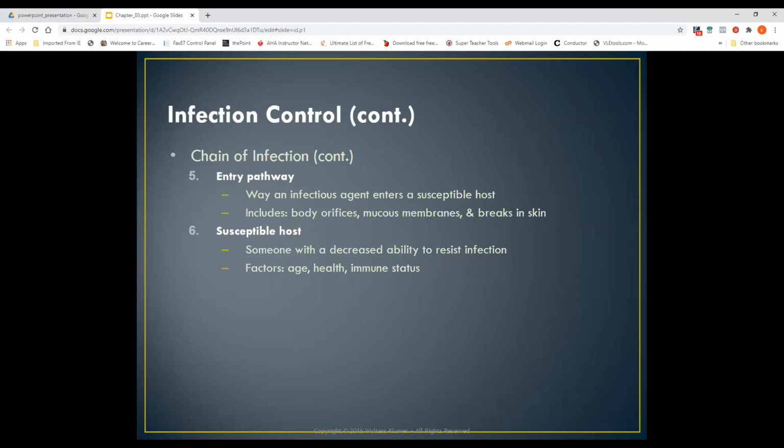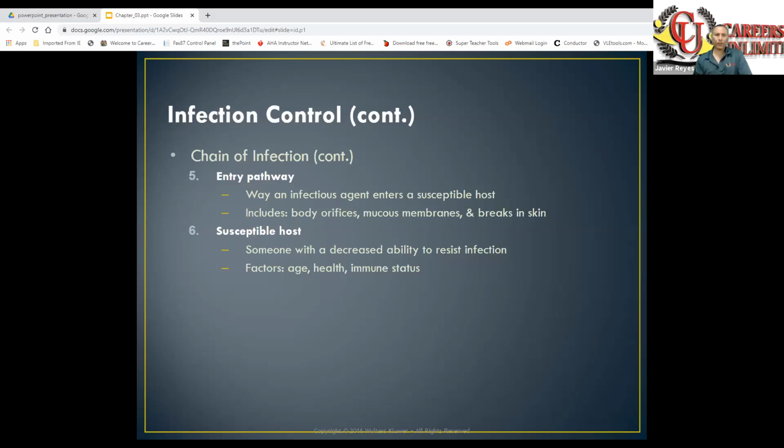Now, we have to have an entry pathway. The entry pathway is usually the same as the exit pathway. If you sneeze or cough out any bacteria or viruses, usually it's going to go in the same way, right? Inhale it in, and you're going to contract that virus or infection.